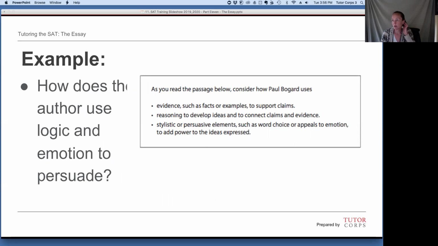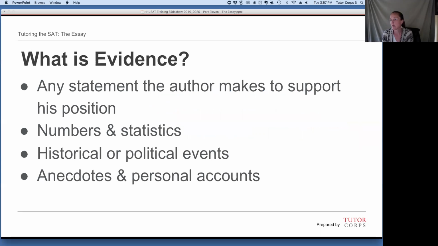First, an example. The prompt says, as you read the passage below, consider how Paul Bogard uses evidence, such as facts or examples, to support his claims, reasoning to develop ideas, connect claims and evidence, and stylistic or persuasive elements, such as word choice or appeals to emotion to add power to the ideas expressed. So we're going to talk now about how each of these 3 aspects of the argument now.